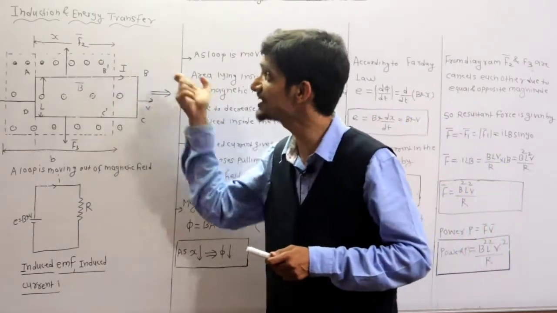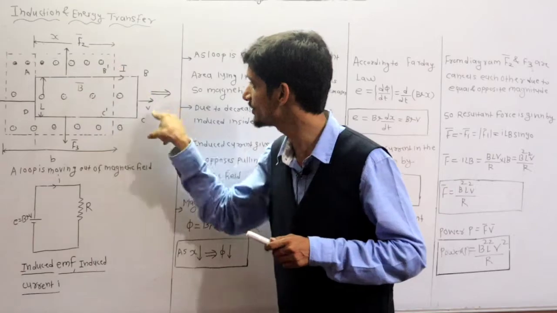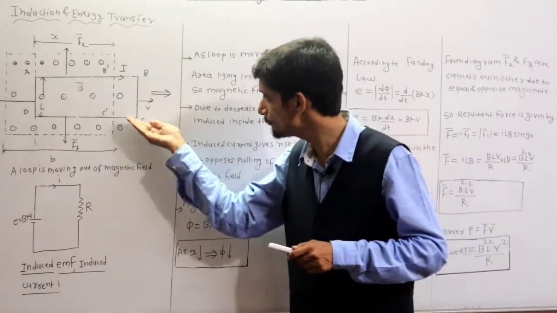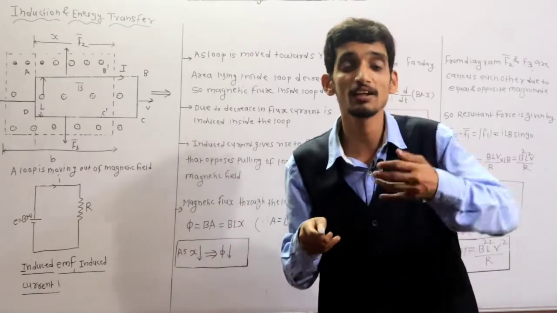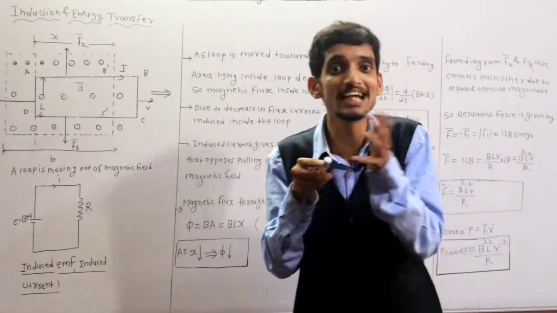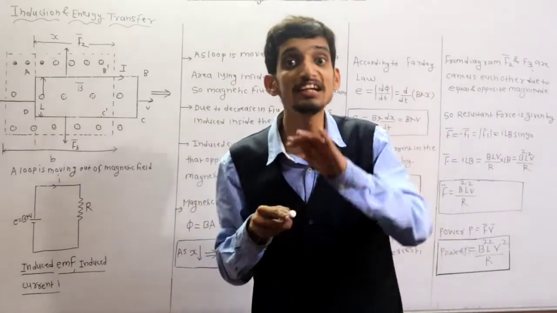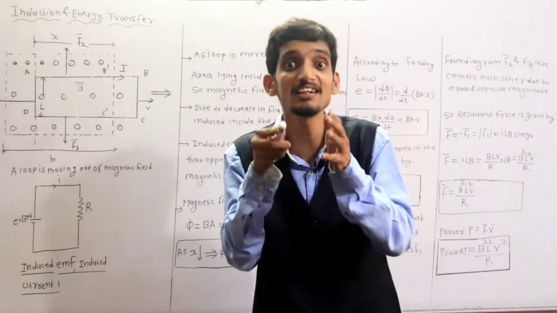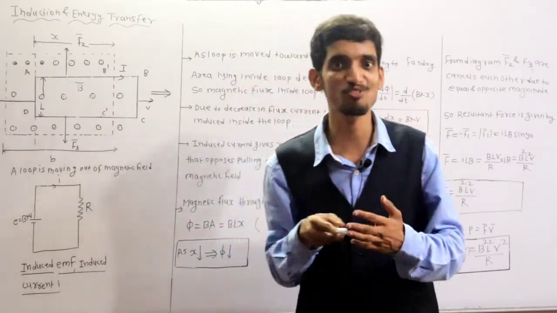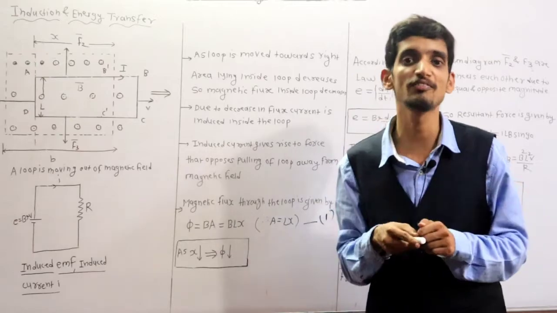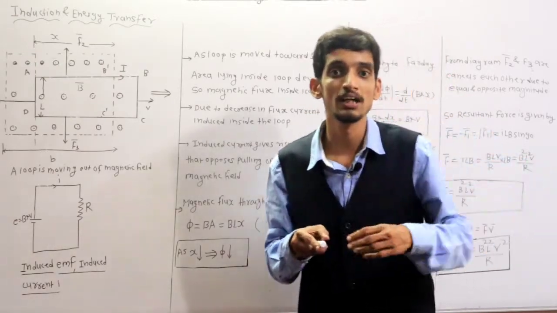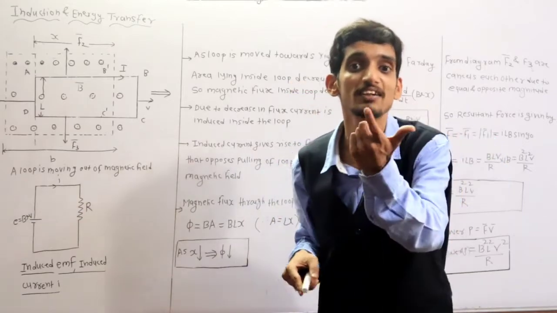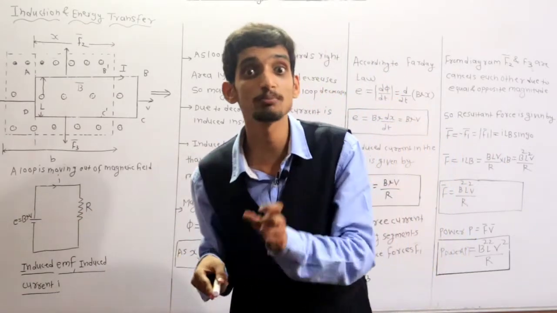As x is changing with respect to time, whenever I am pulling the loop outside, the part of the loop inside the magnetic field decreases. It means the resultant active length of conductor inside the magnetic field is decreasing. It means it is changing, that x is changing by a factor dx when time changes by dt.